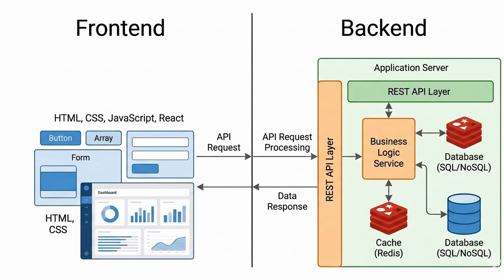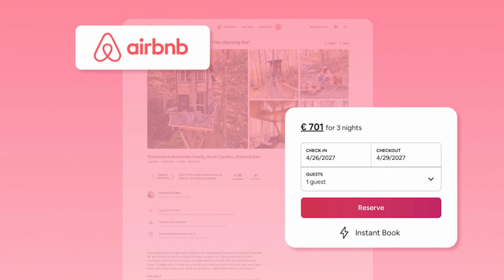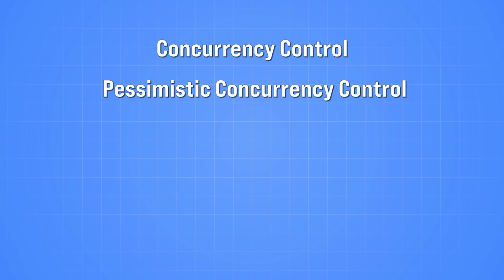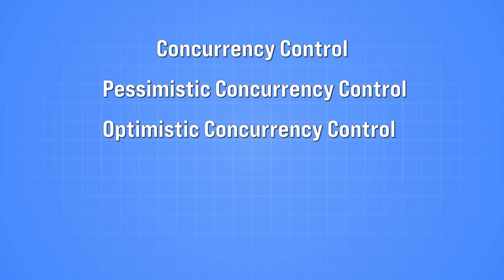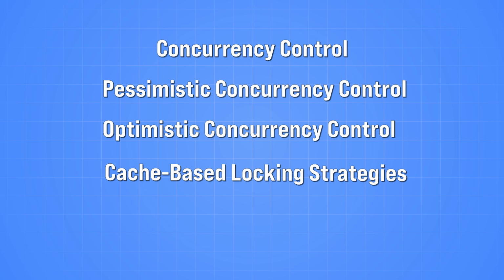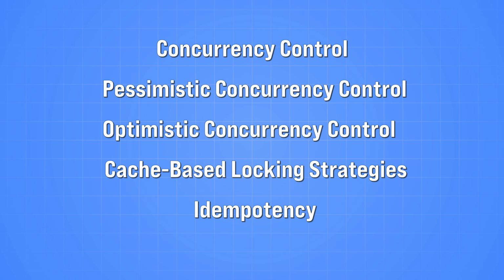A few of these applications will also have a front end. This is something that we have newly added: along with the backend APIs, we will also provide you some front end that you can integrate and see how the application is working. So we'll make something like an Airbnb booking application, where we are going to understand so many different concepts around concurrency control, pessimistic concurrency control, optimistic locking, optimistic concurrency control, cache-based locking strategies, right? Idempotency concepts and so on.